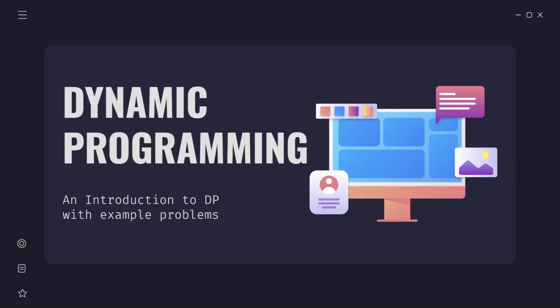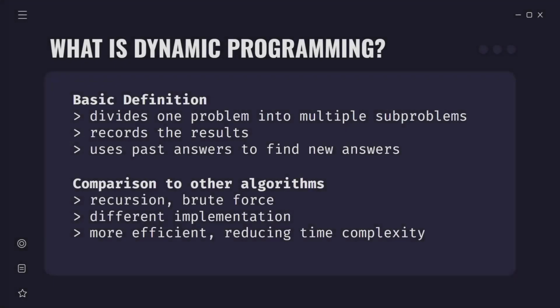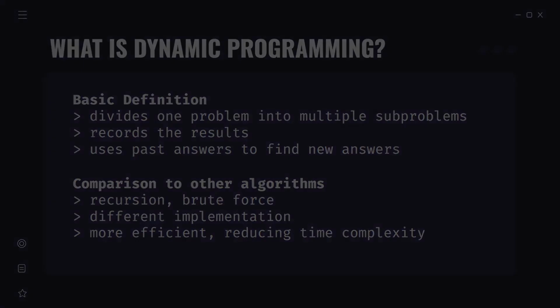Hello everyone, today we will be discussing an algorithm called dynamic programming. Dynamic programming, or DP, divides a problem into multiple subproblems and records the results to find a new answer. Though similar to recursion and brute force, DP has different implementation and can be optimized to reduce time complexity.